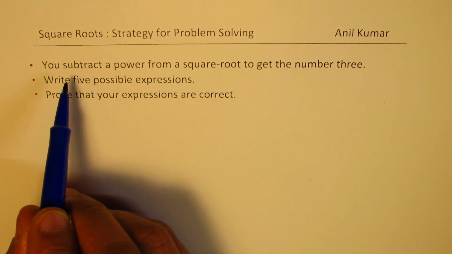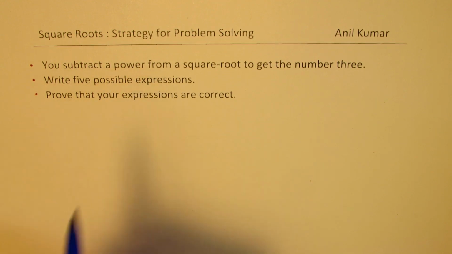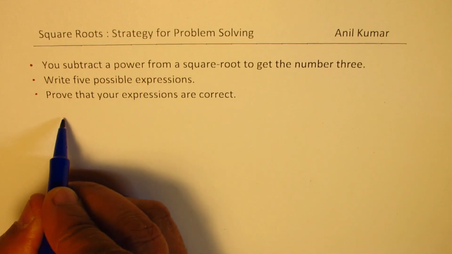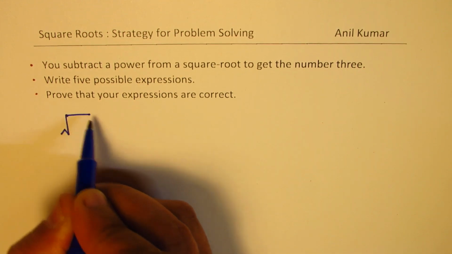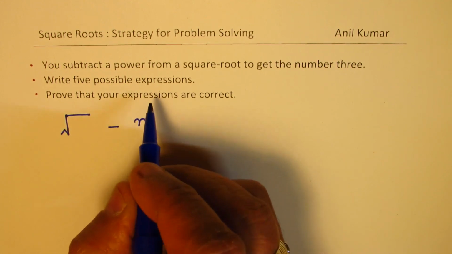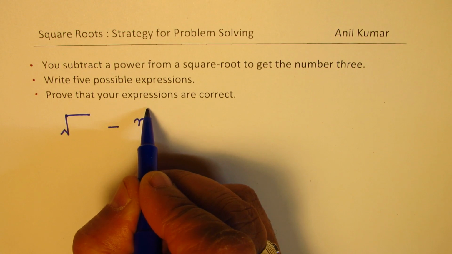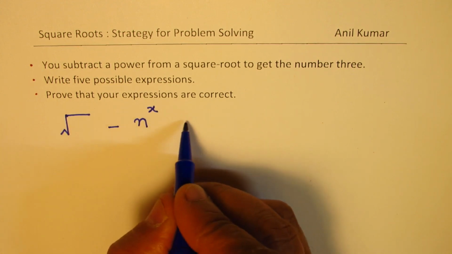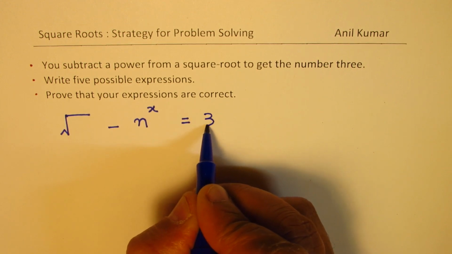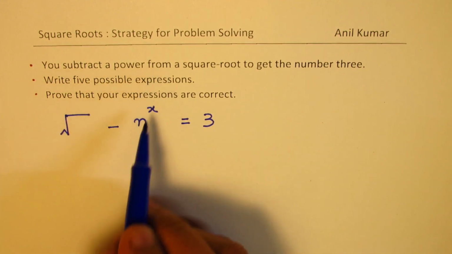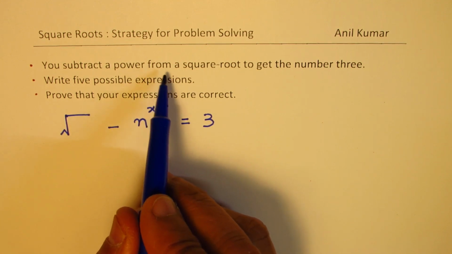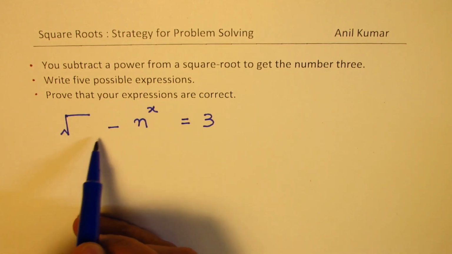So the question says that you need to subtract a power, that means something to the power, from a square root. So something like this, square root minus some power, right? So any number and some power, maybe x, right? And the result which you get is equal to 3. You subtract a power, it could be square, cube, whatever, from a square root, something like this, right?